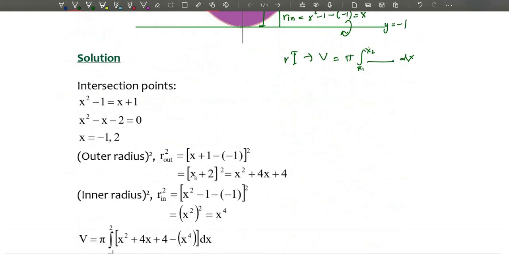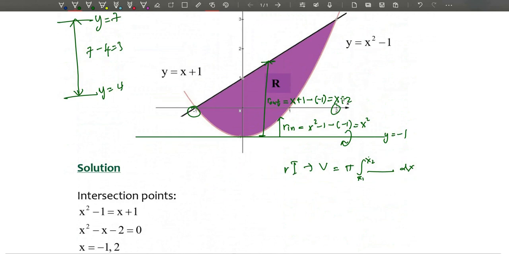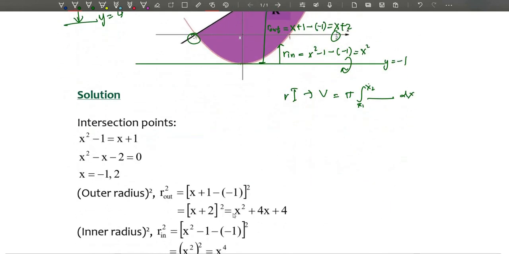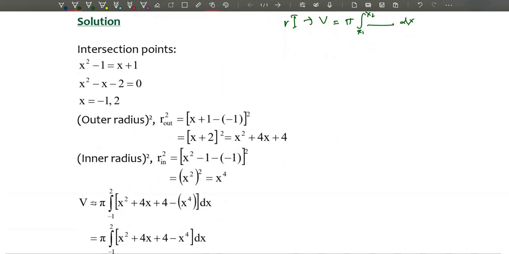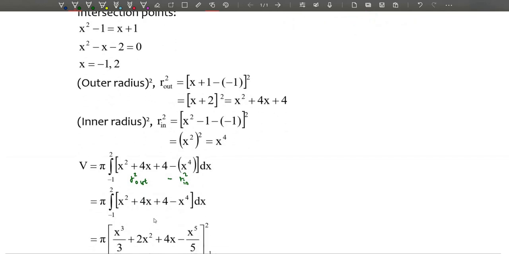So the outer radius is x plus 2, right? I have shown you. So x plus 2 squared is equal to x squared plus 4x plus 4. And the inner radius is x squared, which squared is equal to x to the power 4. And here, volume V is equal to pi, integrate from negative 1 to 2. Open the bracket, x plus 2 squared, this is the outer radius, minus the inner radius. Solve this equation, simplify, we will have this.